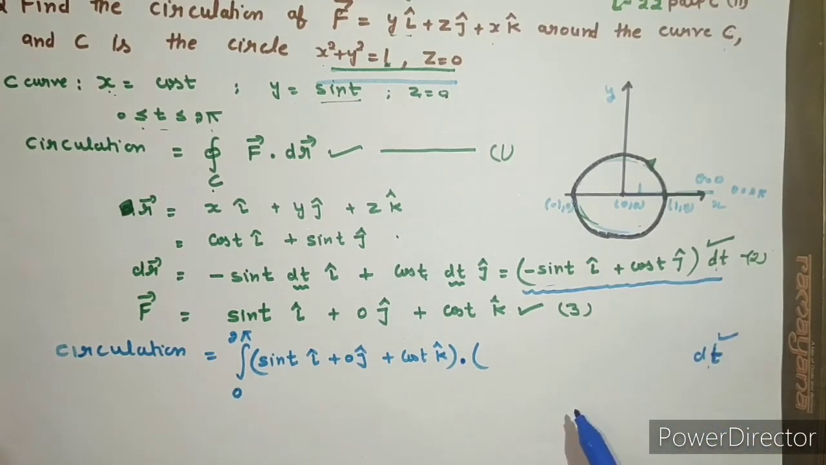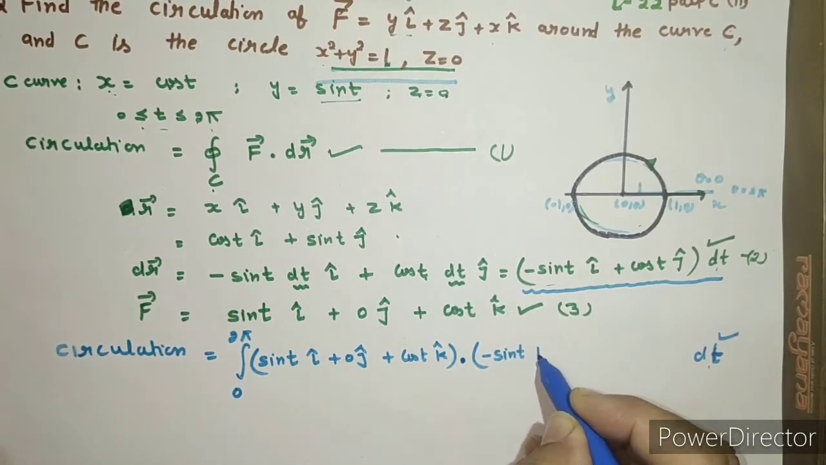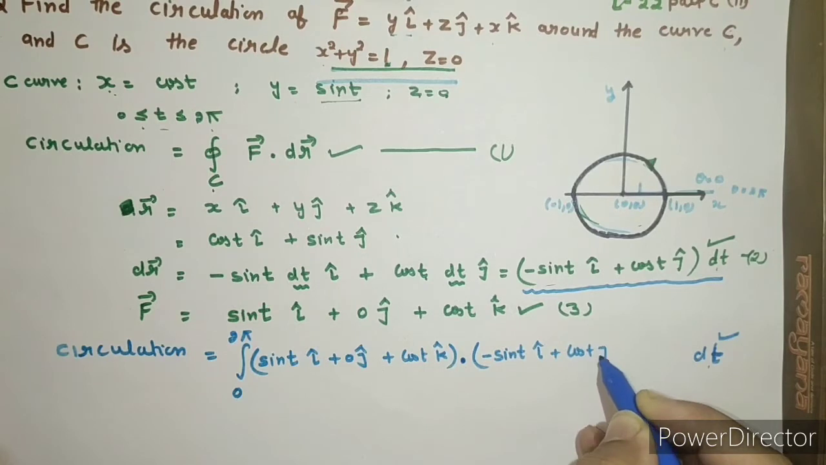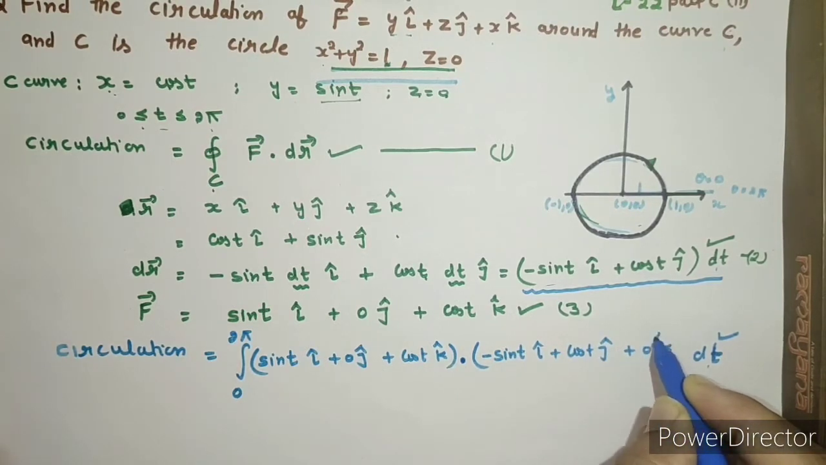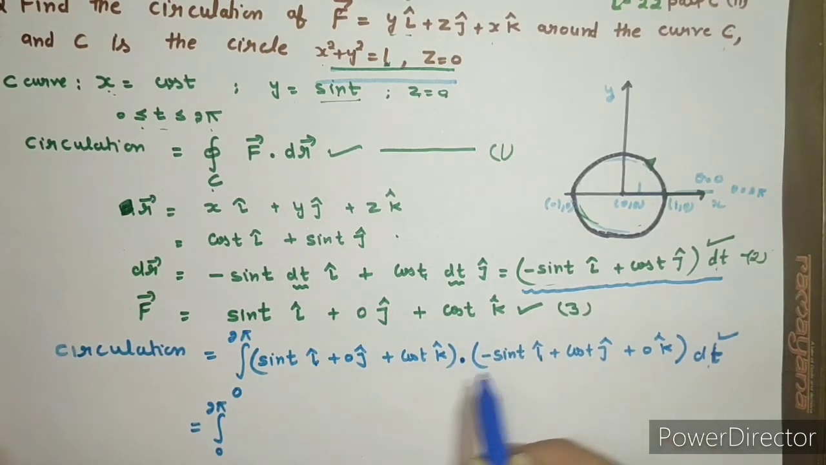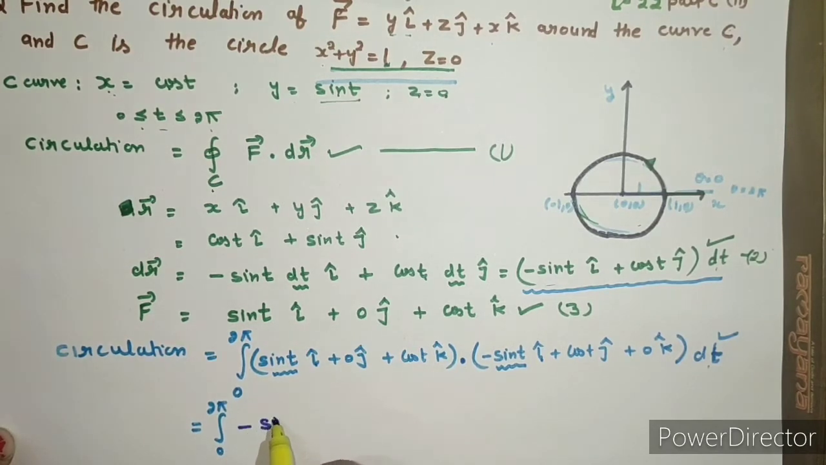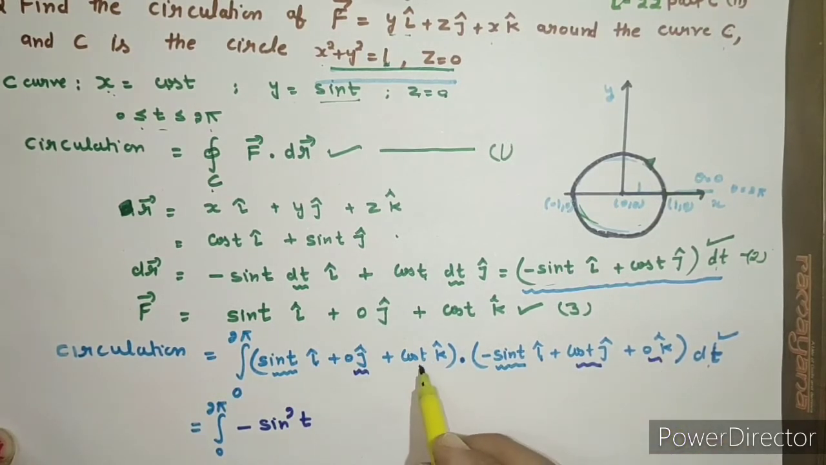So I have taken dt already, and so this is minus sin t i plus cos t j, and the value of k here is 0 k vector, and this is dt outside. How to take the dot product? i with i, i dot i is 1. Here the coefficient is sin t, here the coefficient is minus sin t. When you take the multiplication, your answer is minus sin square of t, 0 with cos t, and 0 with cos t. So I got only dt.